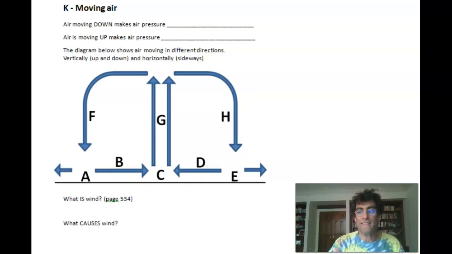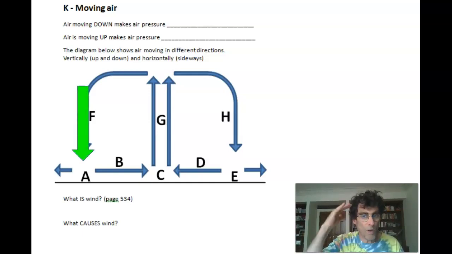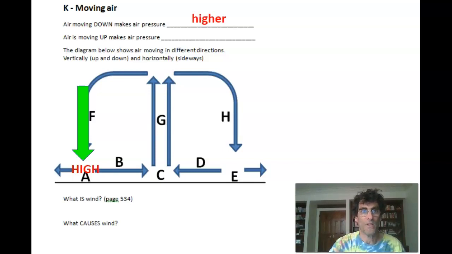So air moving down, what happens when air is moving down? Well, remember, there's the weight of air above you, and it's always pushing down on you. And imagine, added to that weight, you have air moving down. Is that going to make the air pressure greater or less? It's going to make it higher. So the weight of the air plus the movement of the air down, that's going to make high pressure. So that's what a high pressure is. Air moving down makes air pressure higher.